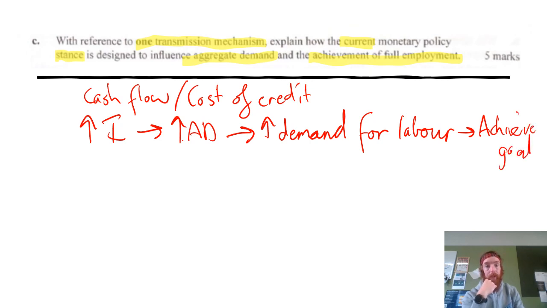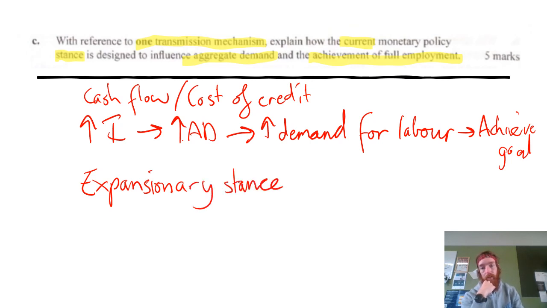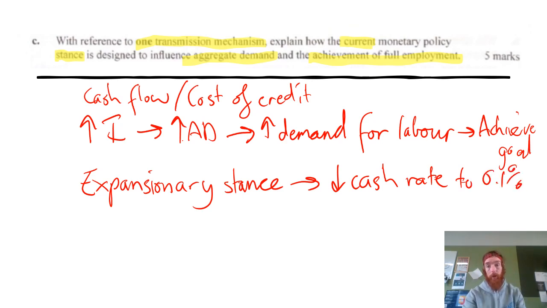Obviously, then at the start as well, you need to have a bit of a talk about what the stance is. So expansionary stance, and you'd probably mention the current stance, being the decreased cash rate to 0.1% and maintaining that lowered cash rate of 0.1% all through 2021. So they decreased it in November of 2020, but maintained it in 2021. So whichever you talked about, totally fine. And that's basically what it's attempted to do.